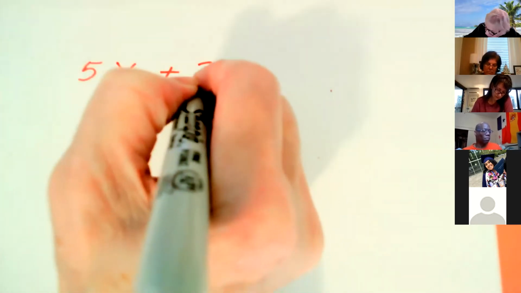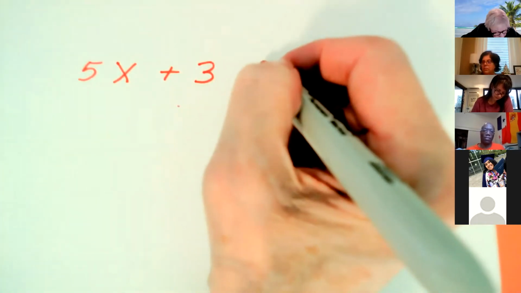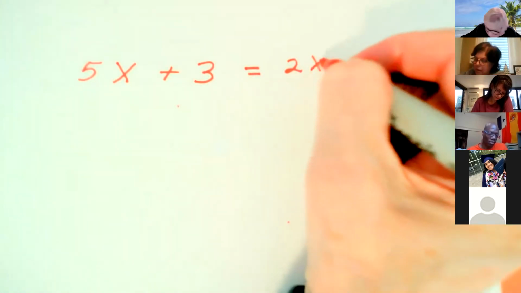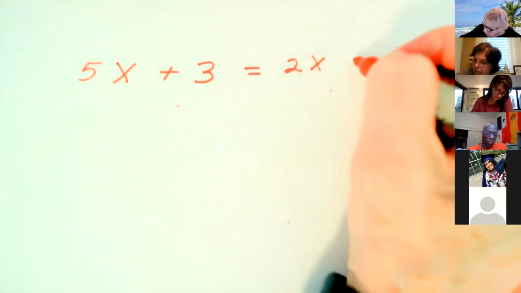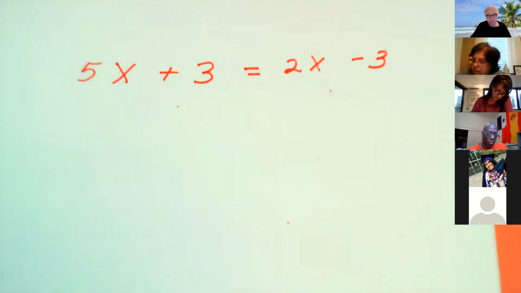And I wanted to do one more. Let's see if I can find one that's not too bad. Here it is. 5x plus 3 equals 2x minus 3. I will teach this again on Friday. But if I teach this, then I can show you the complete look of solving equations. So I want to finish this last step.